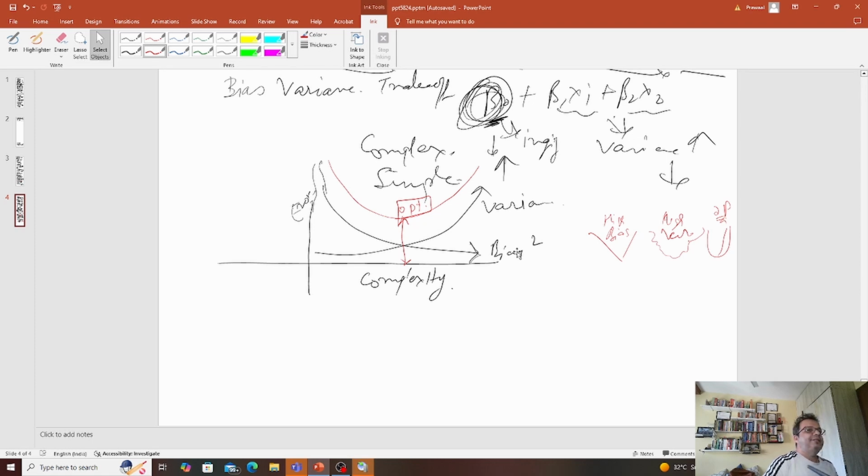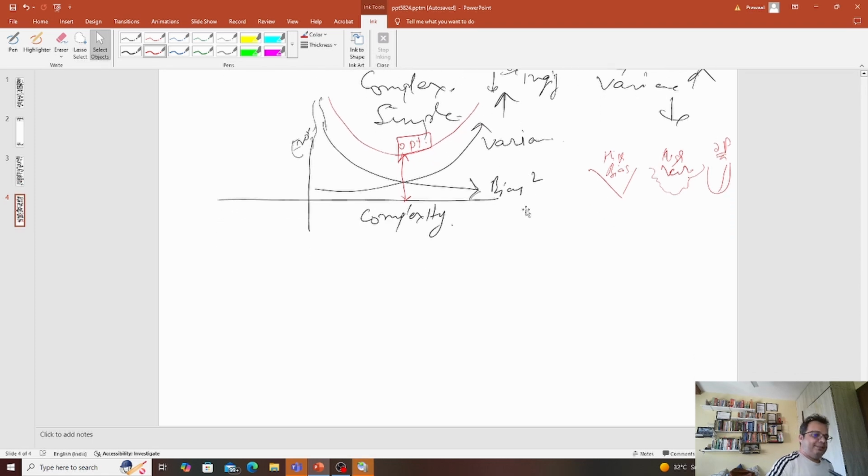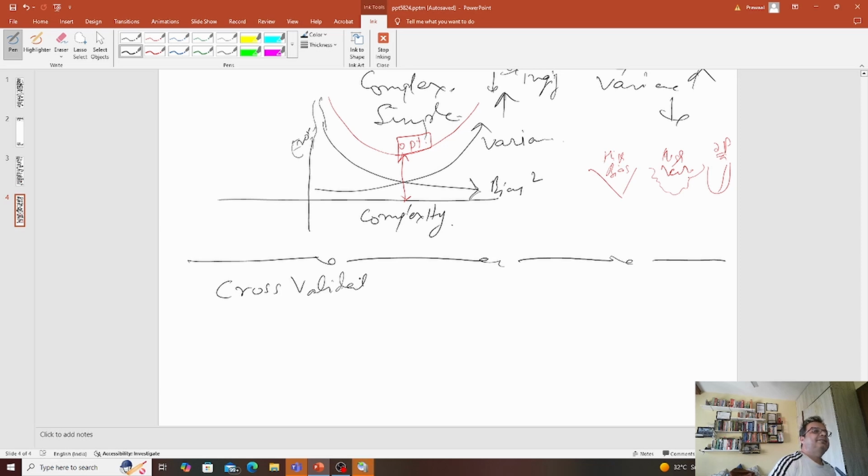Let me see if there is anything left in this chapter, otherwise we'll close this. There is one more reading probably. So very, very simple thing. It's called cross validation. Cross validation and grid search and bootstrapping, etc.